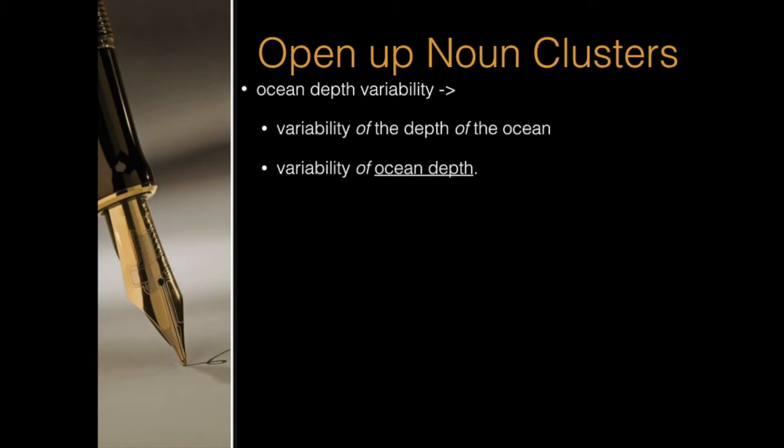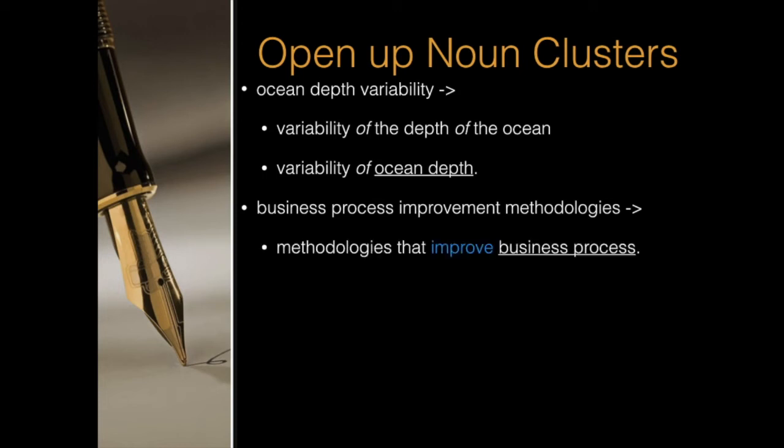The next example is business process improvement methodologies. Again, we rewrite by starting with the last noun. So now we have methodologies that improve business process. Notice here we converted a noun, improvement, into a verb, improve, and also added that.